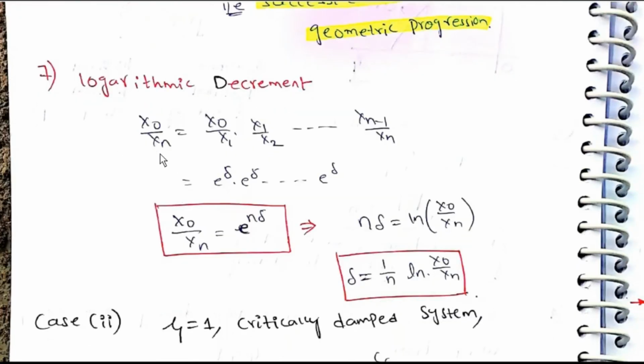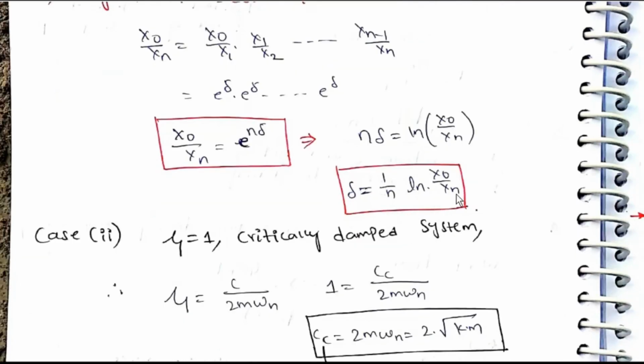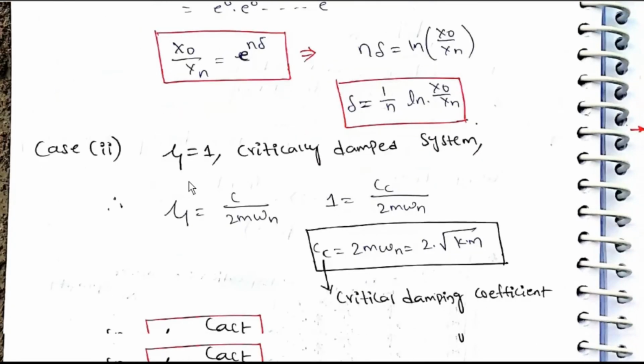Logarithmic decrement: x0/x1 = x0/x1 × x1/x2 and so on up to x(n-1)/xn = e^δ × e^δ and so on, e^δ. So x0/xn = e^(nδ), nδ = ln(x0/xn), and δ = (1/n) ln(x0/xn).